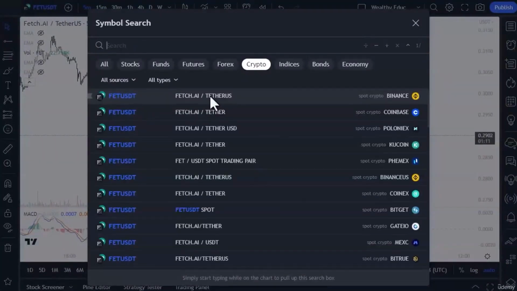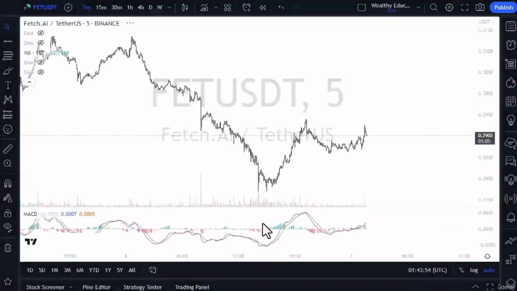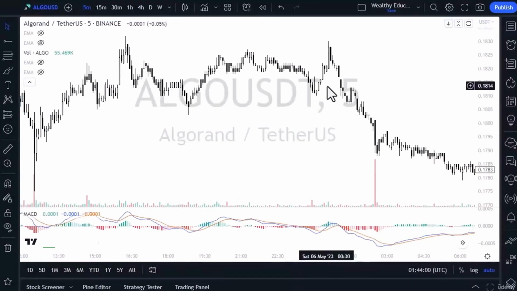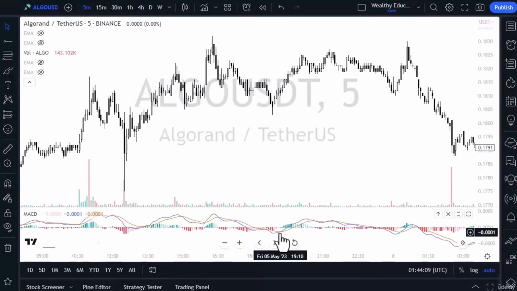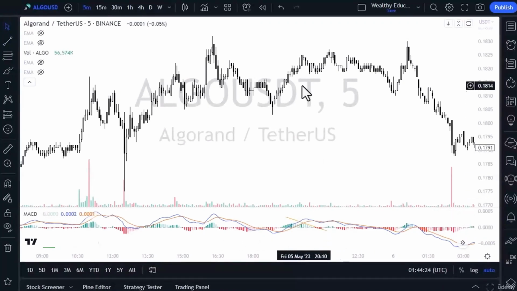Let's go ahead and jump into another market here. Algorand. So in this, you can see the cross here, and then it crosses there. But also notice the momentum is slowing down. The histogram is slowing down while price is rising. And that's your first hint that maybe something isn't quite right.